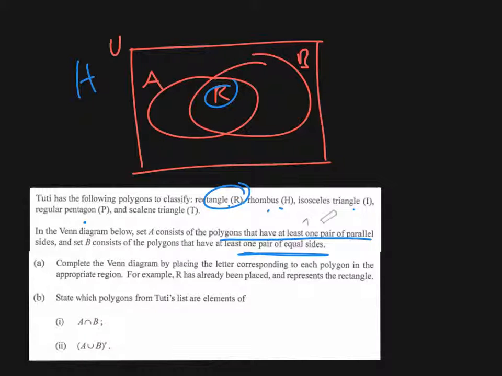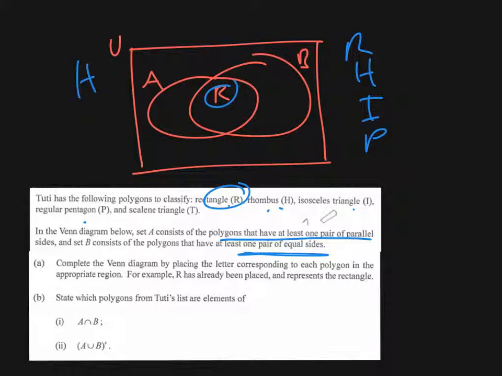and that is going to be it. In set B then, we're looking for shapes which have at least one pair of equal sides. So we've got rectangle already. I mean, it's already listed, but we can put it there. A rhombus is also going to have at least one pair of equal sides, so we can put that there. What else have we got? An isosceles triangle, that is obviously by definition going to have at least one pair of equal sides. Regular pentagon, again, that's going to have at least one pair of equal sides.